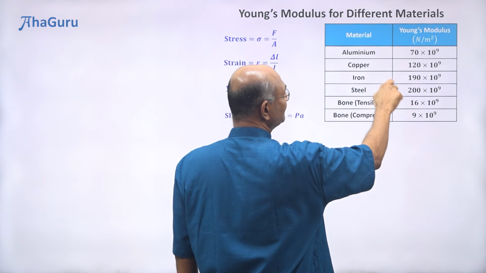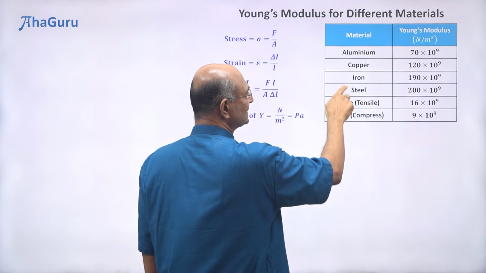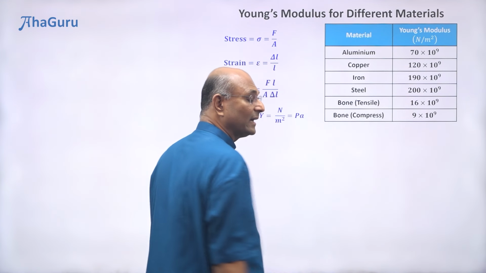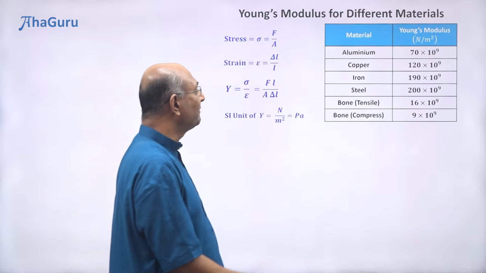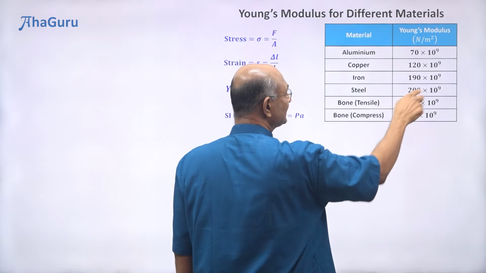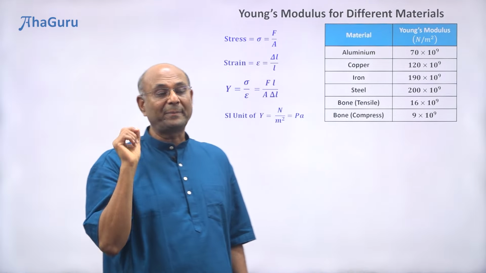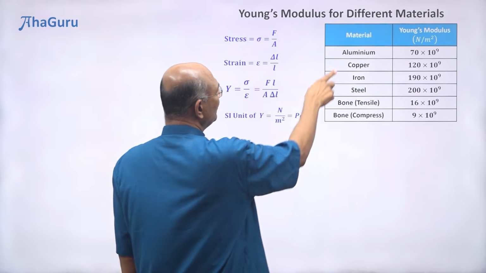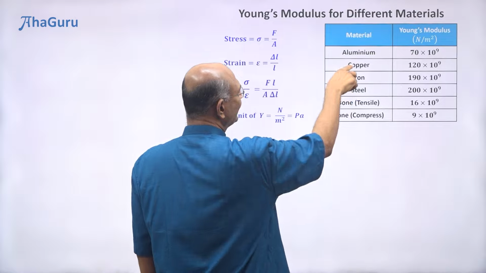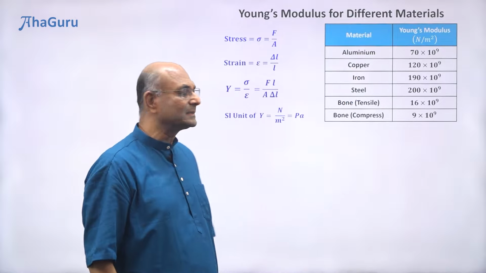Copper's Young's modulus value is 120 gigapascals. Iron is 190 gigapascals. You can see all of these are big values, right? Steel has one of the highest Young's modulus values, 200 gigapascals. Now, if you look at all of these, it is not written whether it is tensile or compressive.